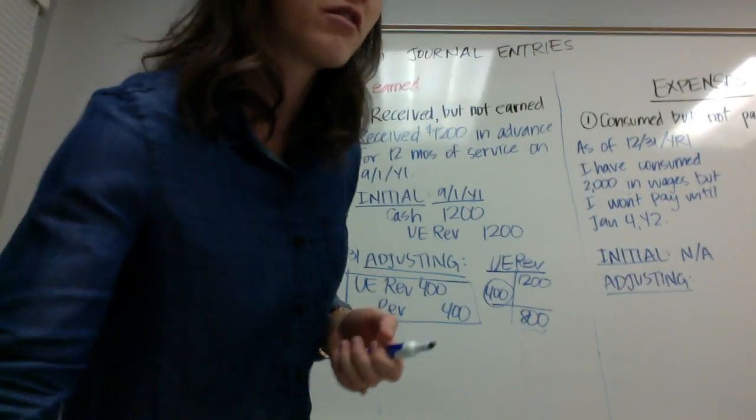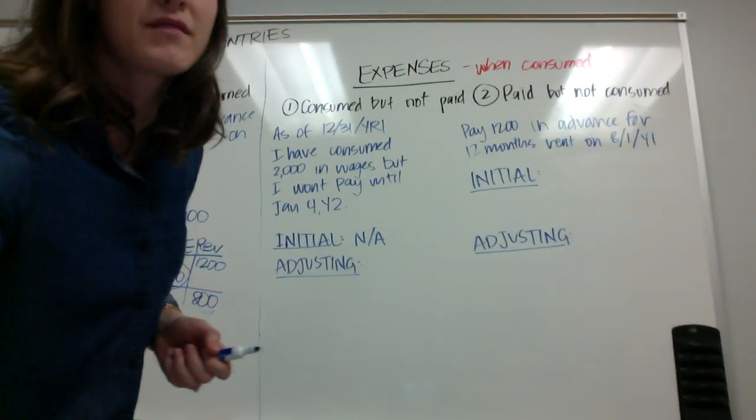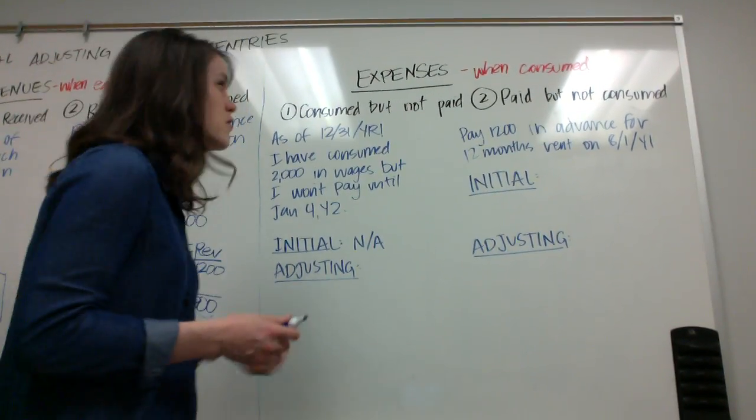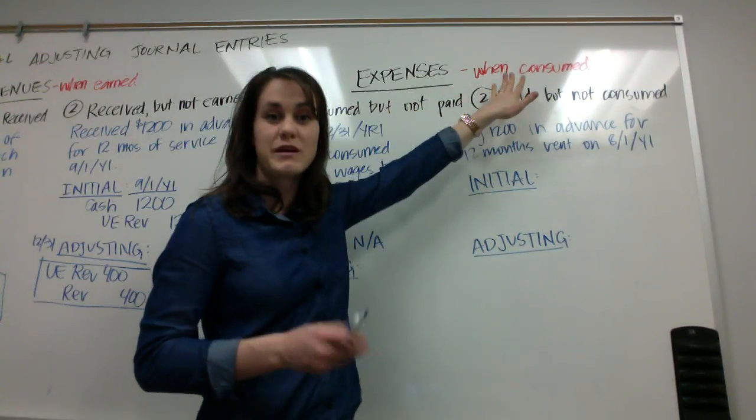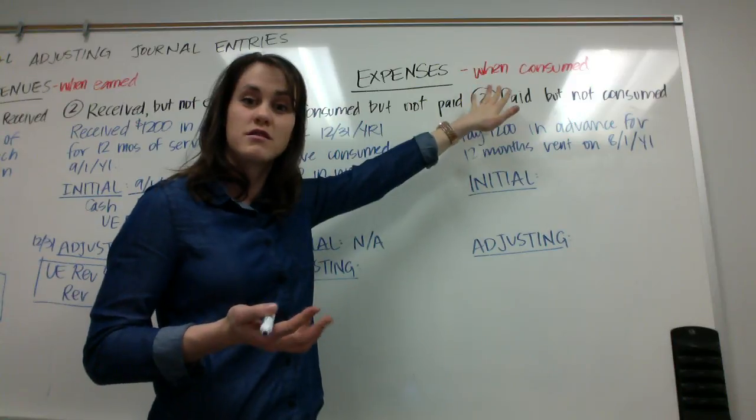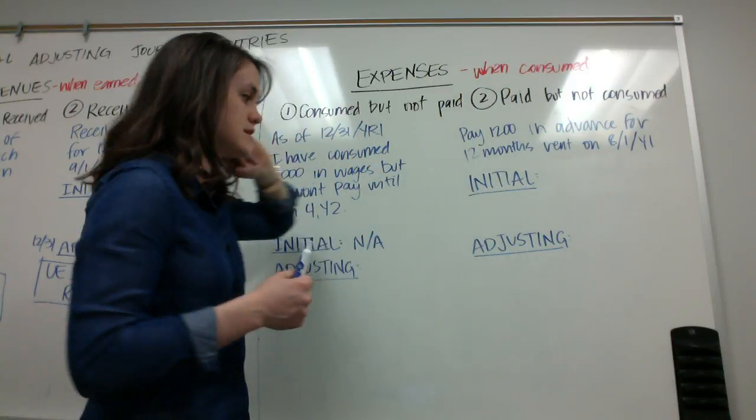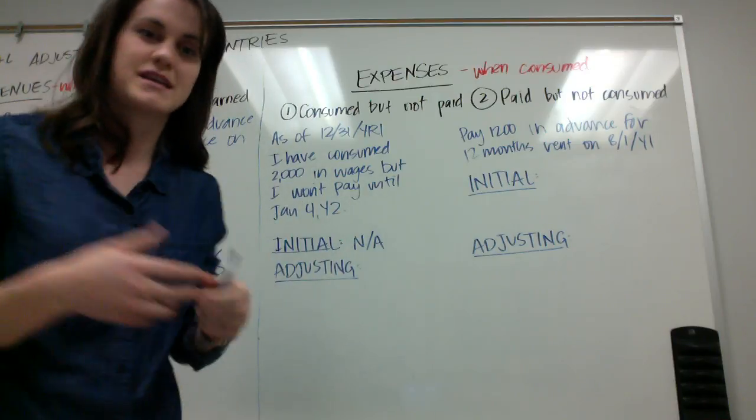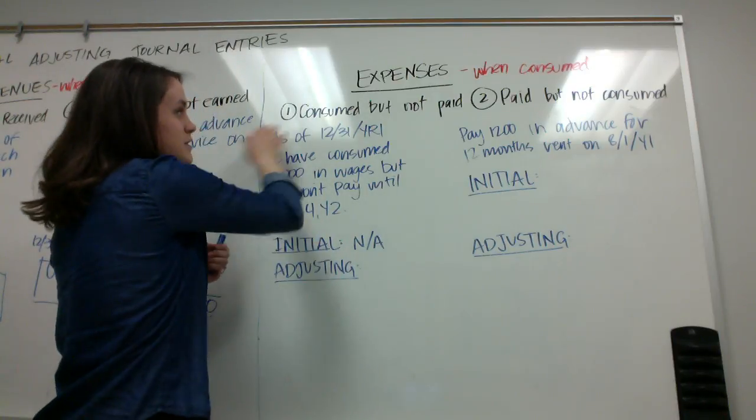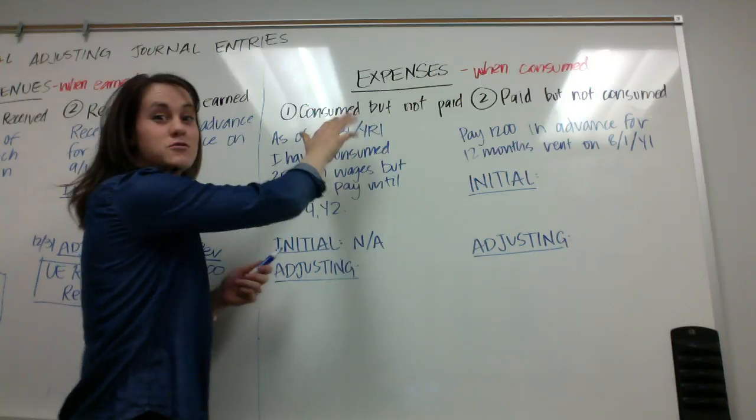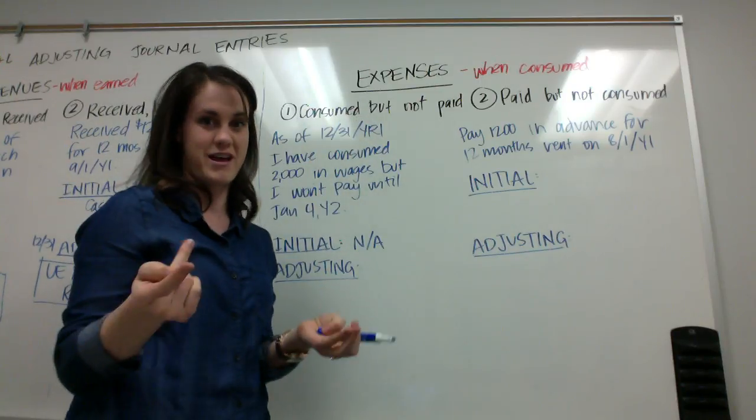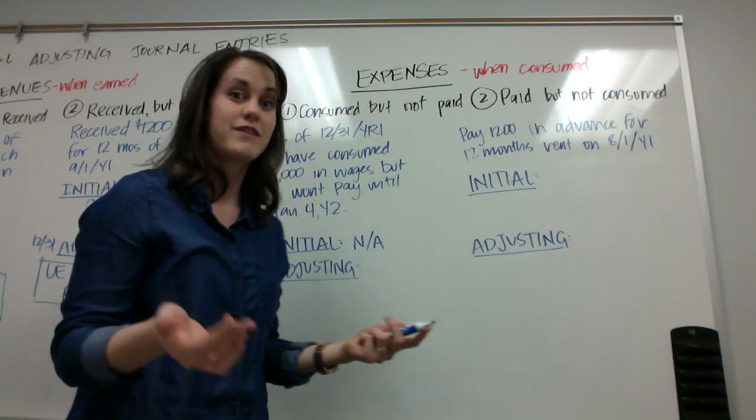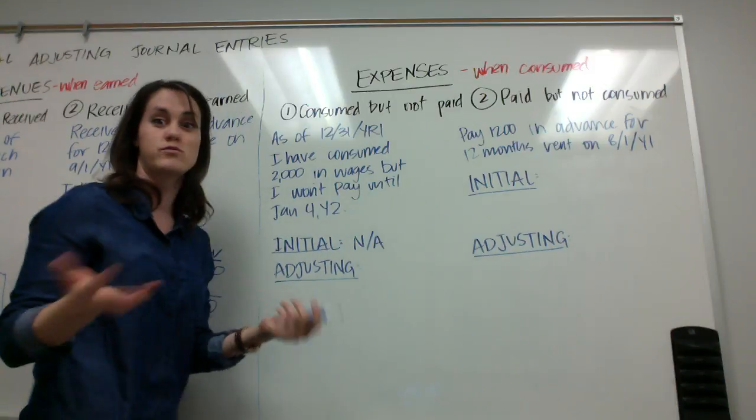Now let's get over here and talk about the expenses. So remember, expenses we can only record when consumed, right? So it's the same kind of idea as revenues, only it's when we've actually used something up instead of created some value. So the first example is when we've consumed something but we haven't paid for it yet, right? Does that happen in real life? Yes, it does. Great example is wages, right?